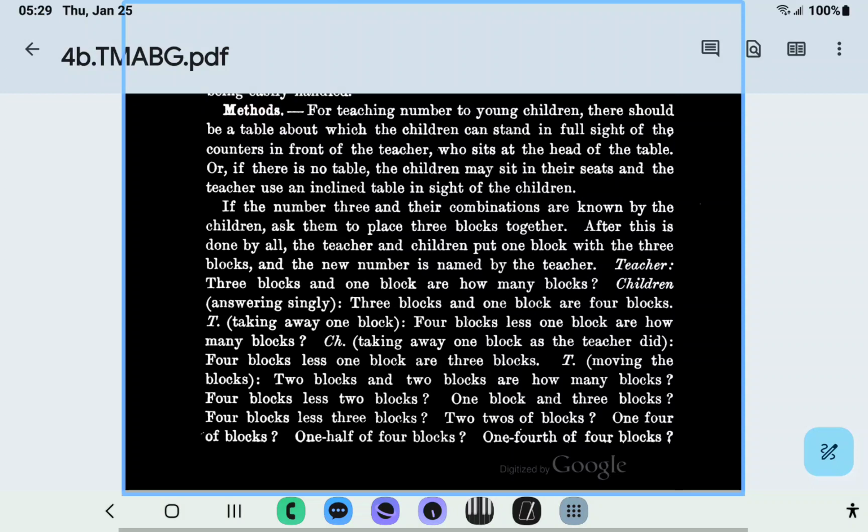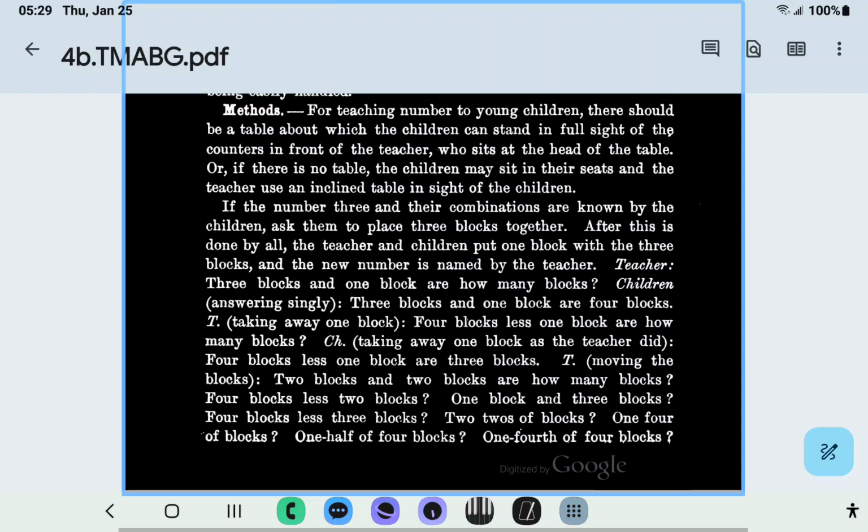For teaching number to young children, there should be a table about which the children can stand in full sight of the counters in front of the teacher, who sits at the head of the table. Or if there is no table, the children may sit in their seats and the teacher use an inclined table in sight of the children.